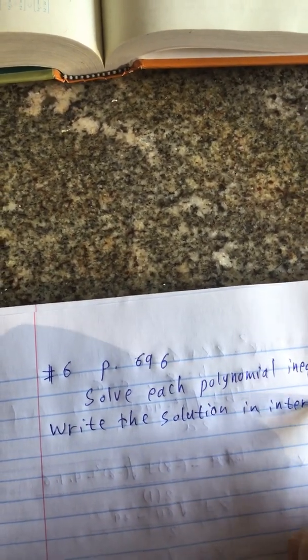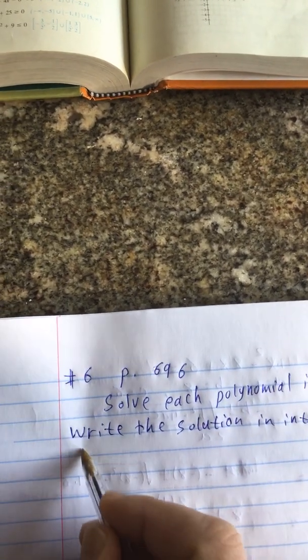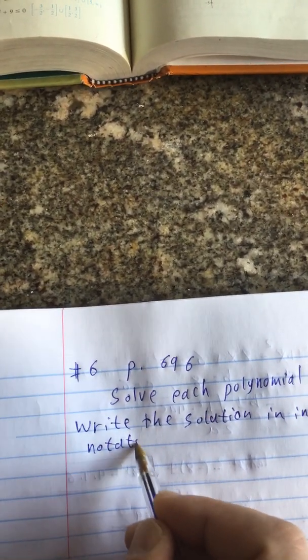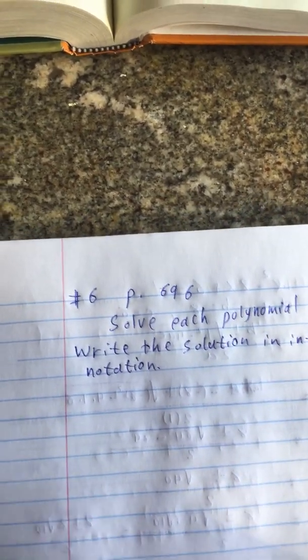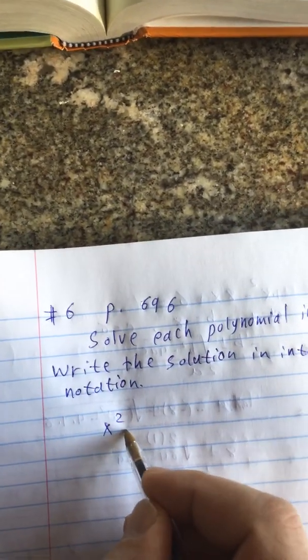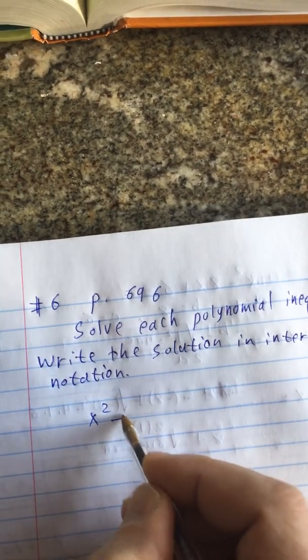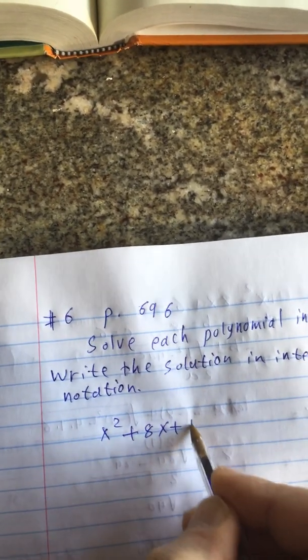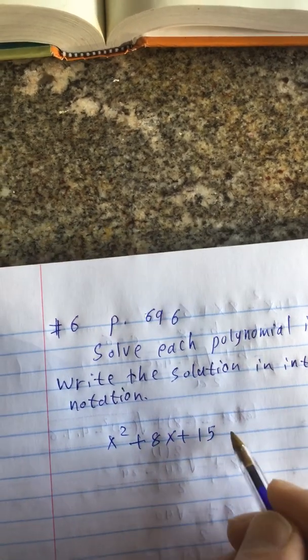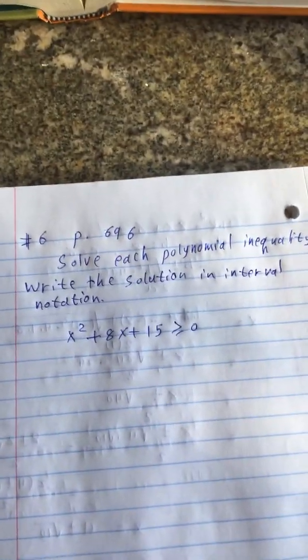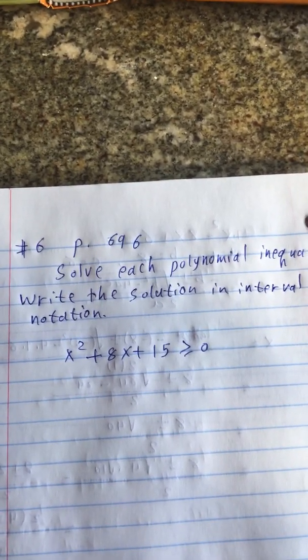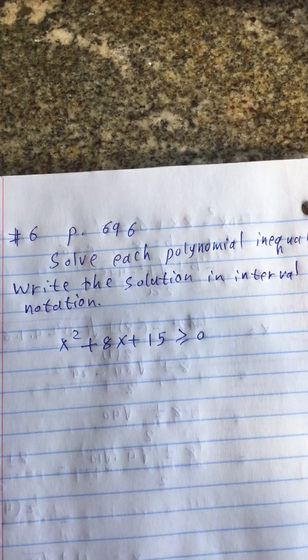Write the solution in interval notation. So exercise 6 is x squared plus 8x plus 15 greater than or equal to 0. So this is the inequality. So first, set the inequality to 0.